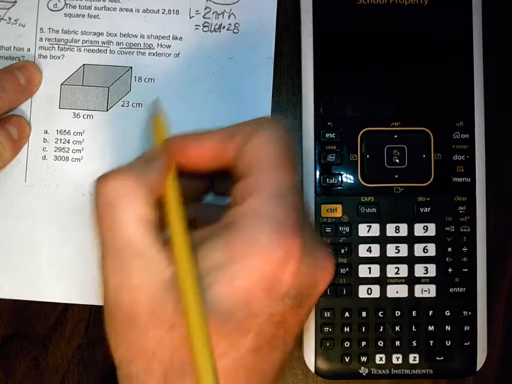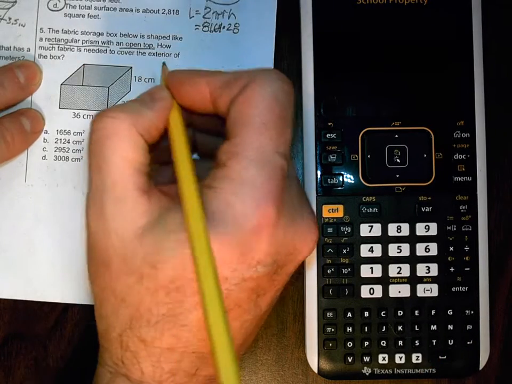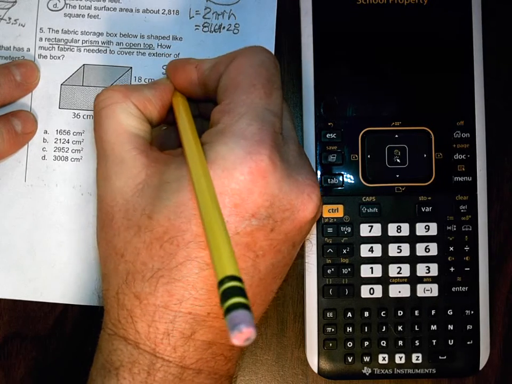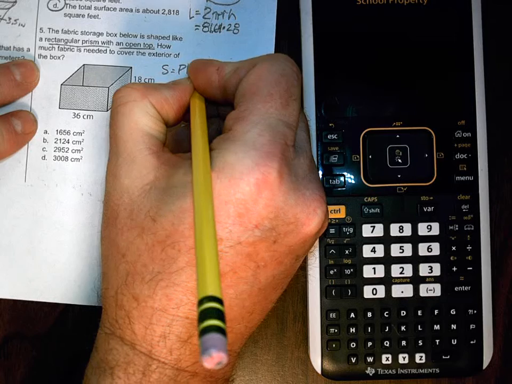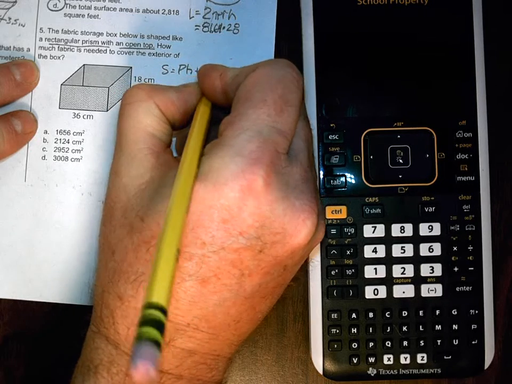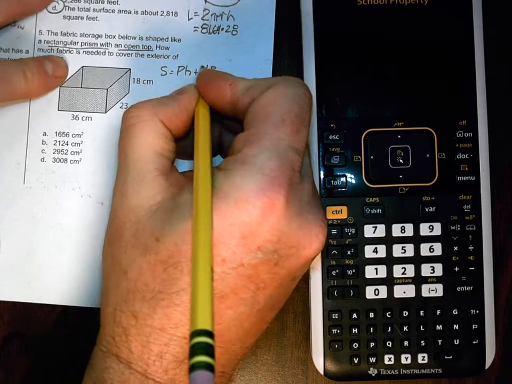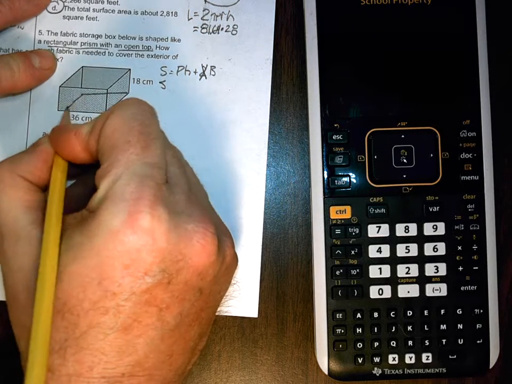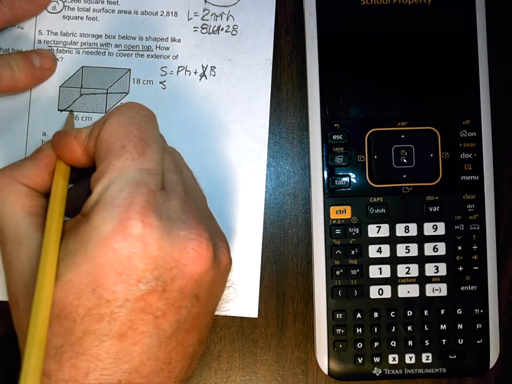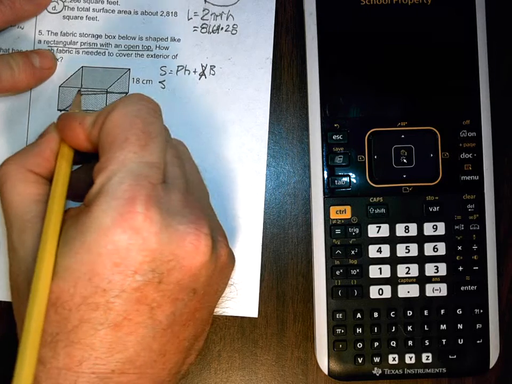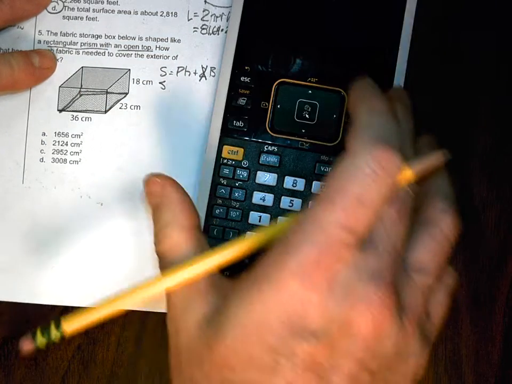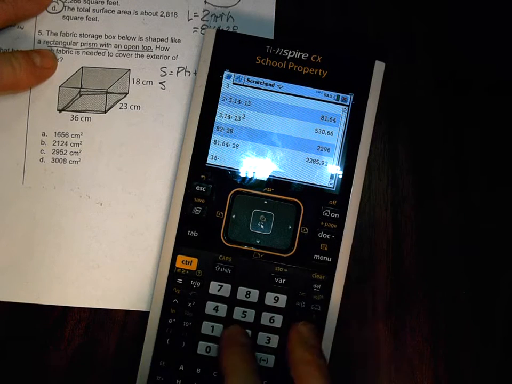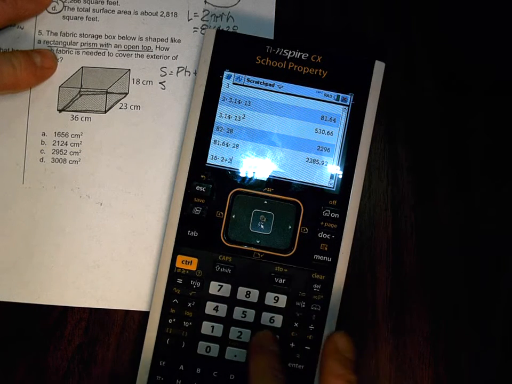So normally, the total surface area of a prism would be surface area equals perimeter times height plus 2 times the area of the base. But we've only got 1 base. We're not doing the top, so it's just base. So perimeter, remember, the easiest way to do this is complete it and walk your perimeter. 36 plus 23 plus 36 plus 23. And if you think I know that offhand, you're silly. 36 times 2 plus 23 times 2.